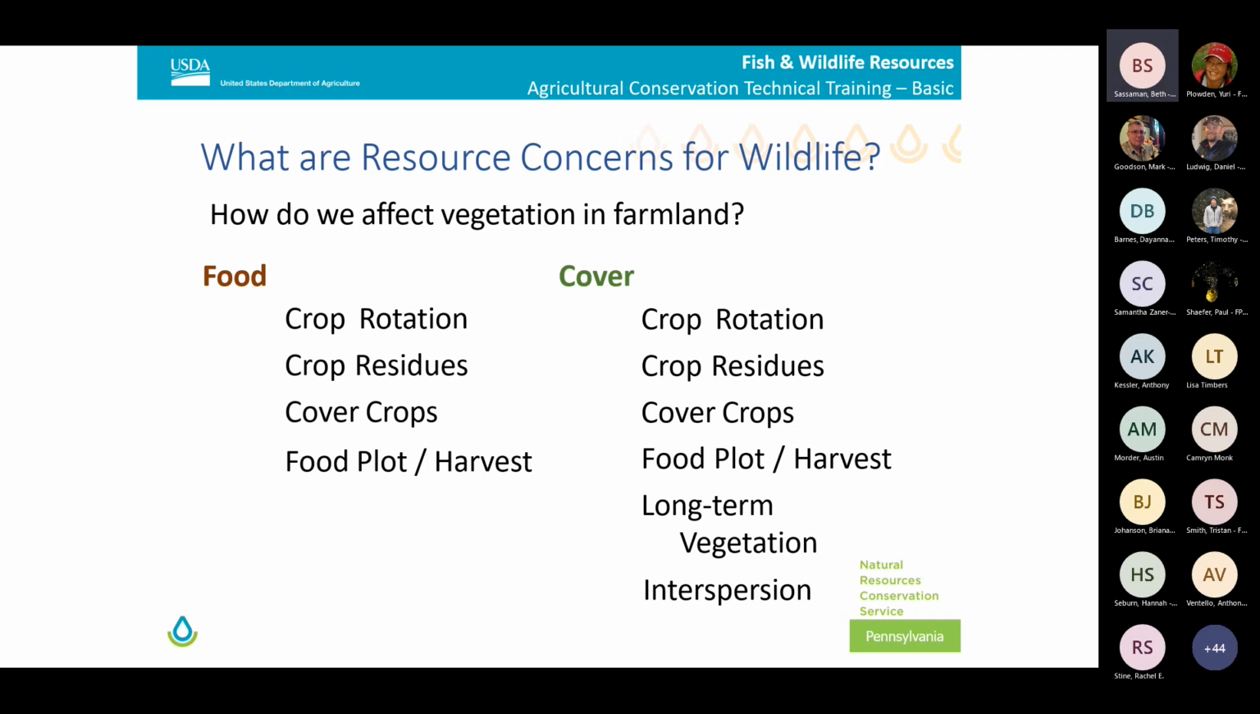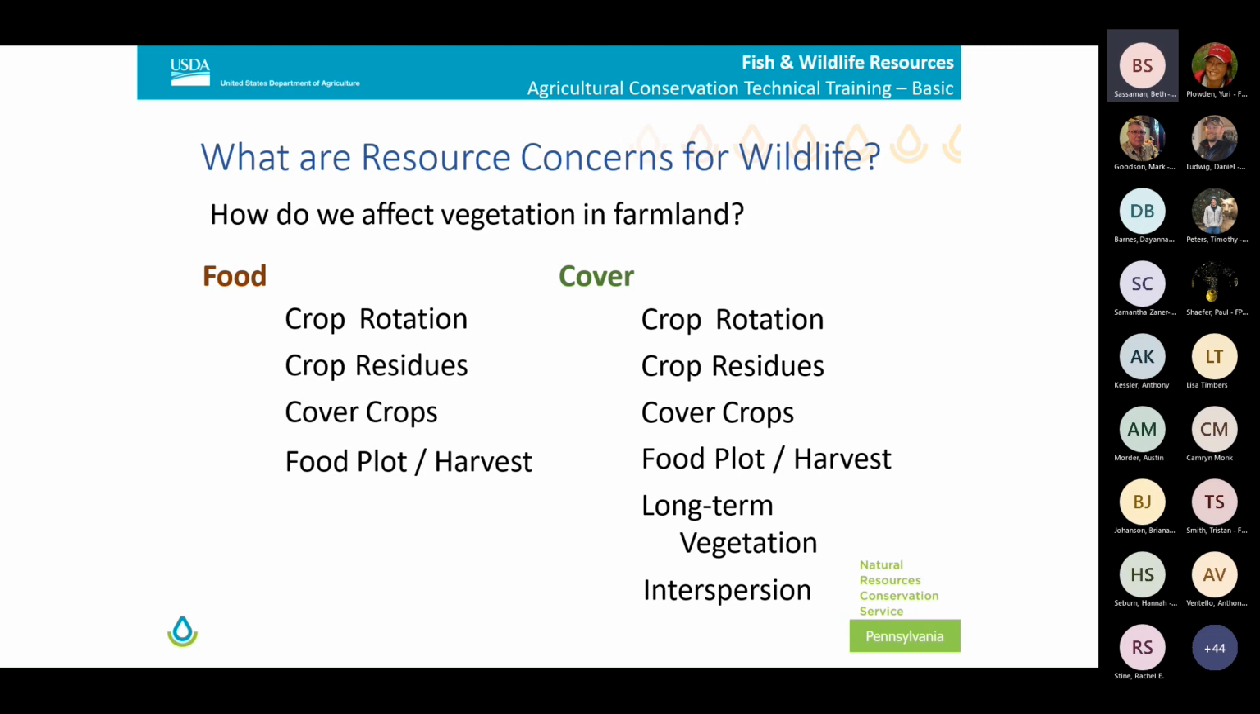So what do we do on farmland to impact vegetation? How do we manage for wildlife and the conservation practices that we use? So some options are using crop rotation for both food and cover, residues for food and cover crops, and food plots, all for food and cover. And then long-term vegetation like buffers and also interspersion. So breaking up the habitat quite a bit.